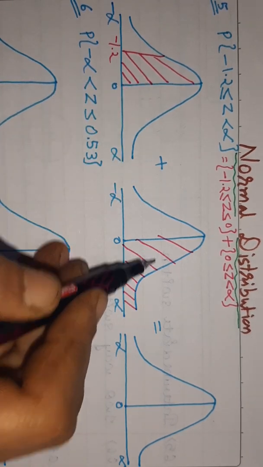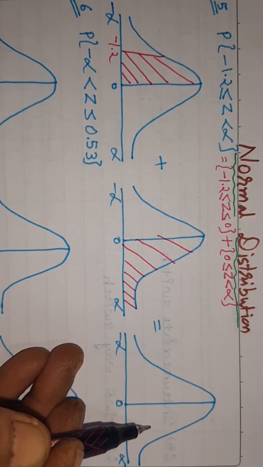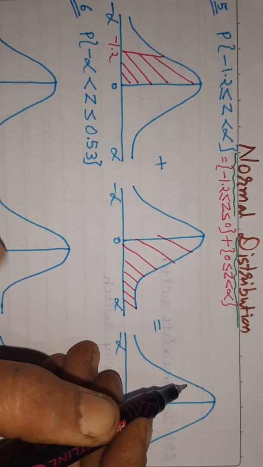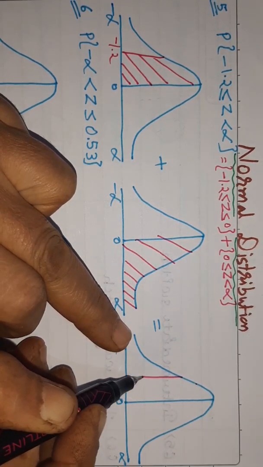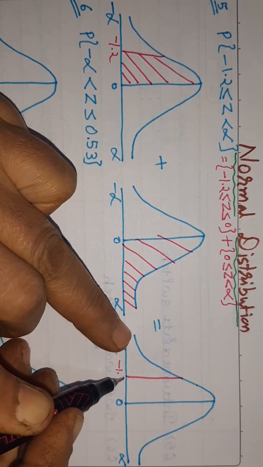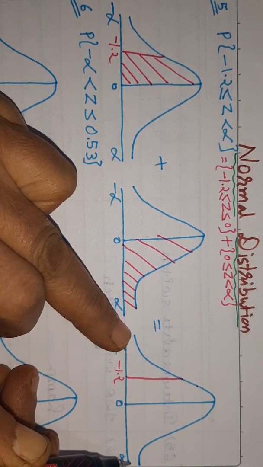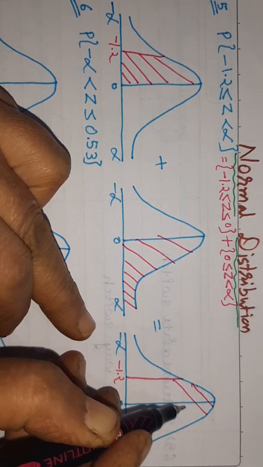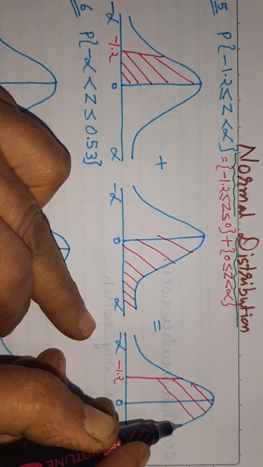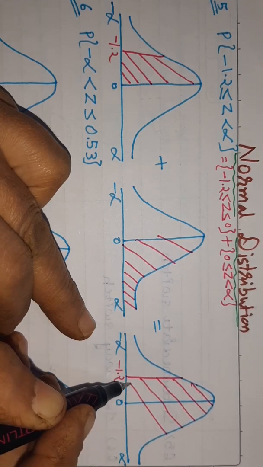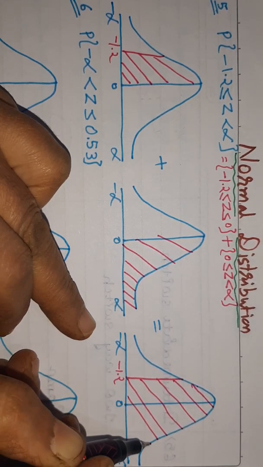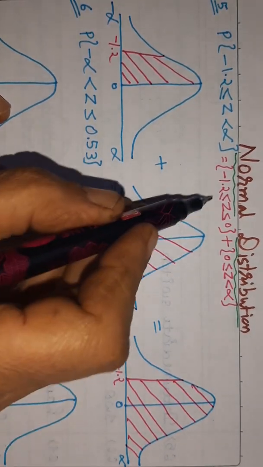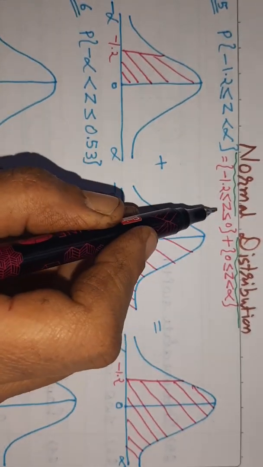Now these both areas we show on this third diagram by adding the two. So this will be minus 1.2 till infinity this way, and we show it by highlighting this area this way. Now take the values with the Z table.